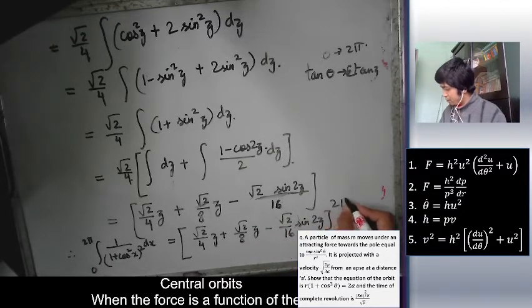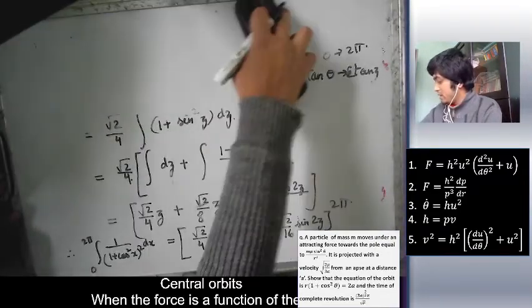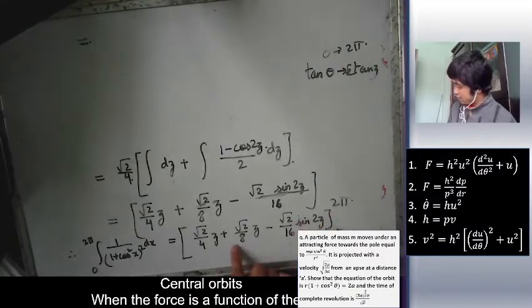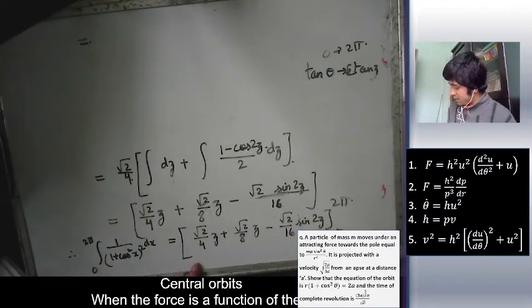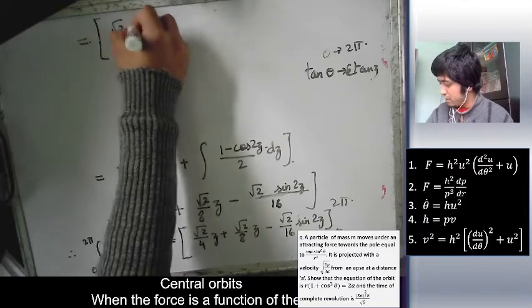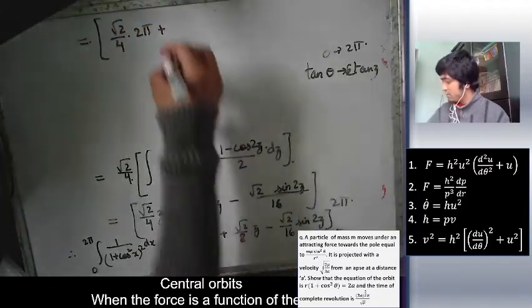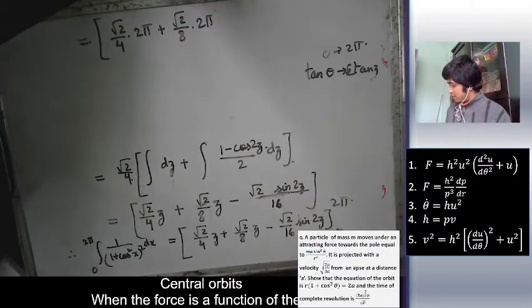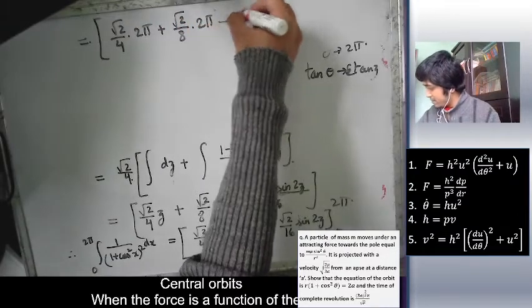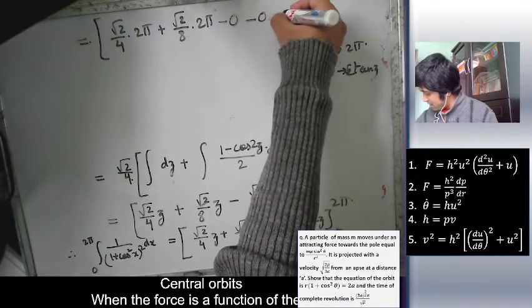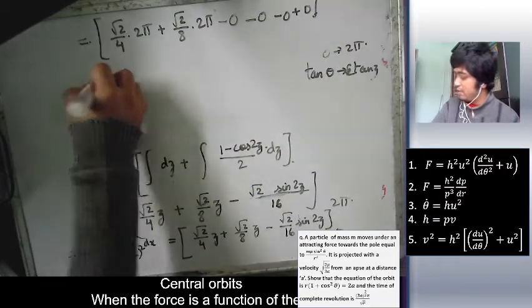It's 0 up to 2 pi. Again, the limits won't change. So if you substitute the limits 2 pi and 0, you will be having root 2 upon 4 into 2 pi plus root 2 upon 8 sine 2 into 2 pi, and over here will give you 0, minus root 2 upon 4 into 0, minus 0, everything will become like this.